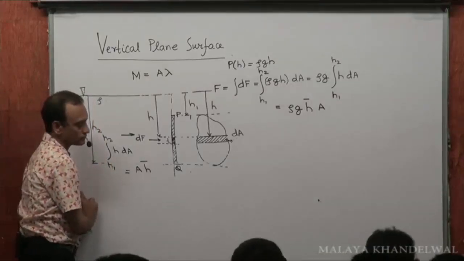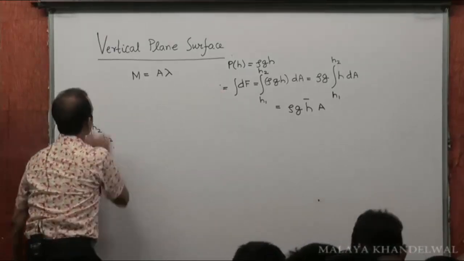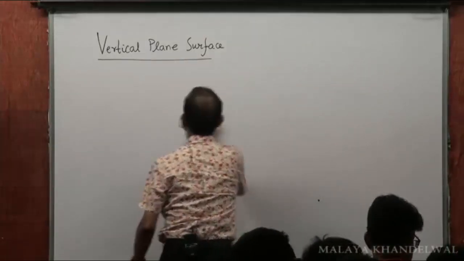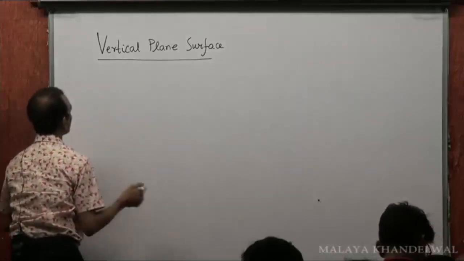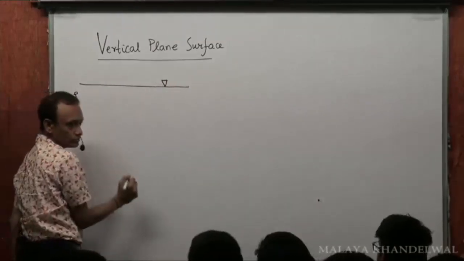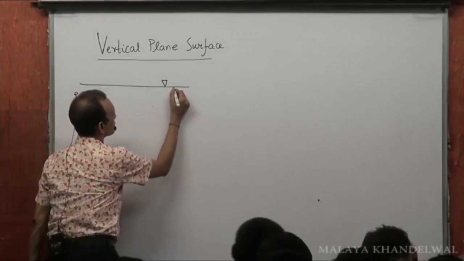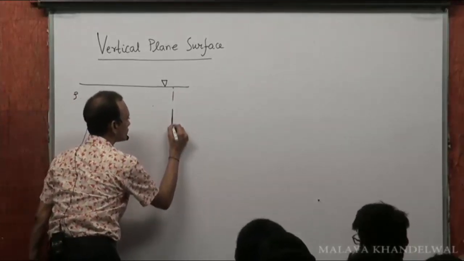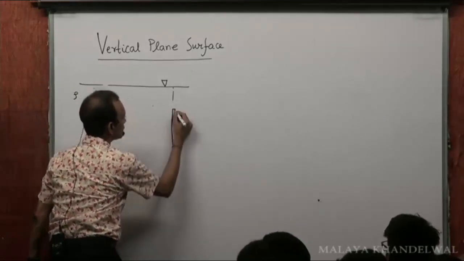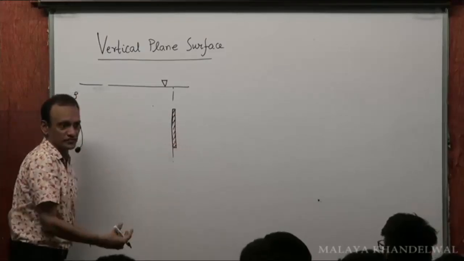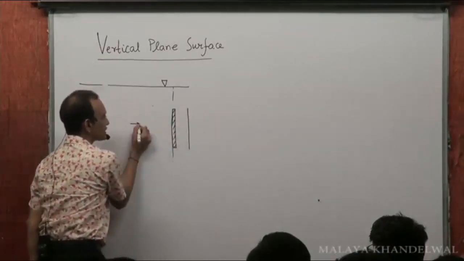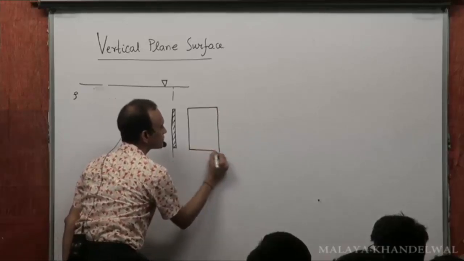Can I wipe this off? Which means now, say this is a liquid of density rho, and at one end there is a rectangular surface, say. This is a rectangular surface, and when you see this rectangular surface from here, this is what you'll see.